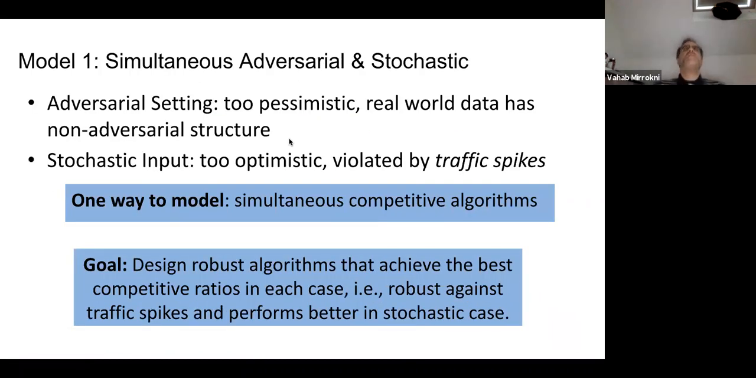There is a question of which of these models is right. In the first paper several years ago, we talked about what we call simultaneous adversarial and stochastic approximation. We say that the adversarial model is too pessimistic. The real world data may not have all these adversarial inputs. The stochastic case is maybe too optimistic. It's not handling the traffic spikes, for example, properly. So the goal is to design robust algorithms that achieve the best of both worlds. And you've seen more of this in the bandits literature recently.